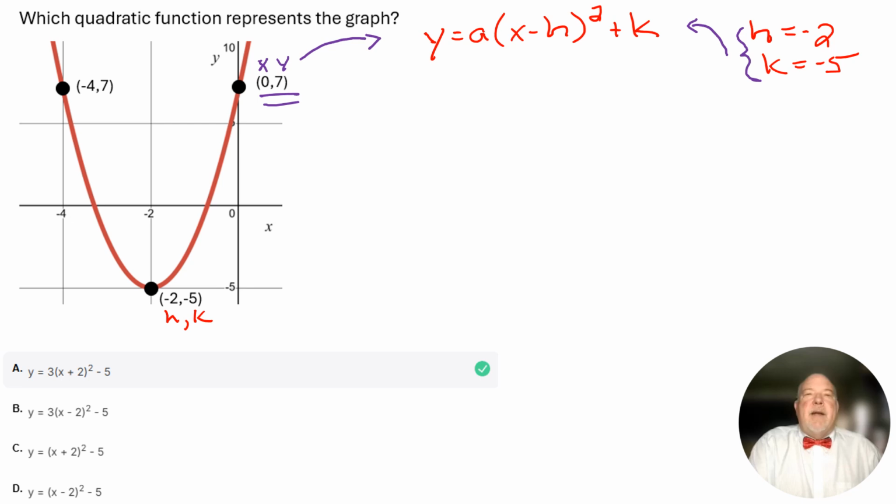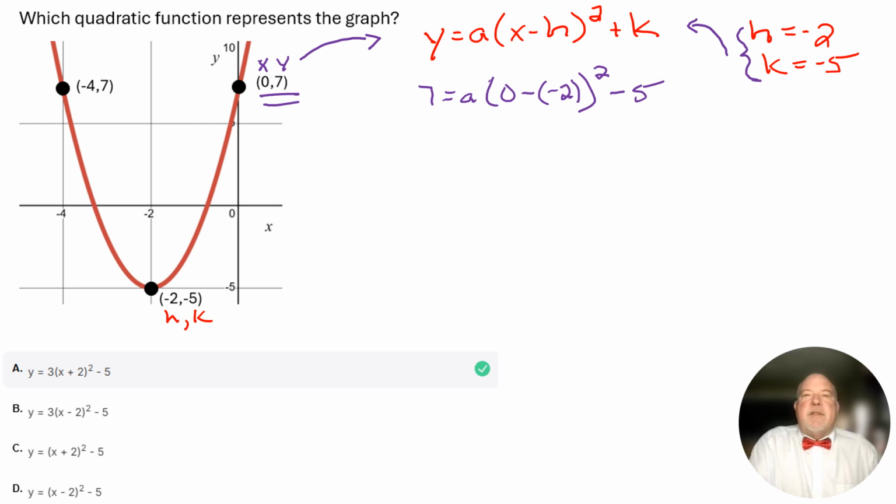All right, so for y, I'm going to plug in 7. A, I don't know what that is, so I just leave a. X, I'm going to plug in 0. For h, it's -2, so this is 0 minus -2, which is the same thing as 0 plus 2. Okay, so be careful with that. It's minus h, and h is -2, so that's minus -2. That's squared, and then plus k. So k is -5, so instead of writing plus 5, I'm going to write -5. And so now we're going to start simplifying this and then solve this for a.